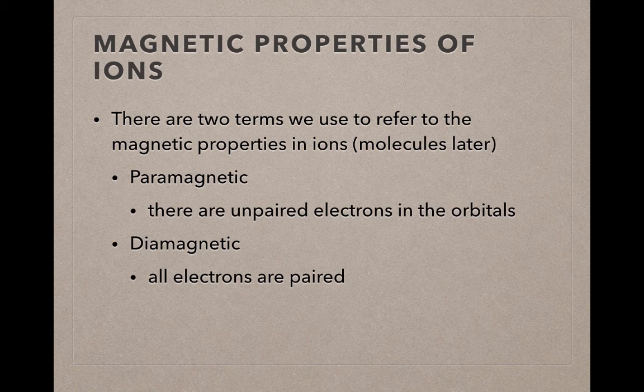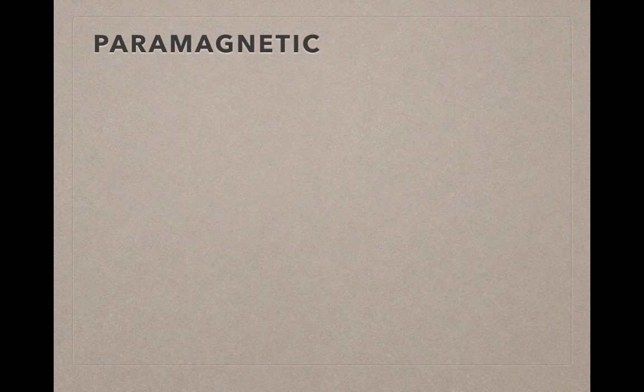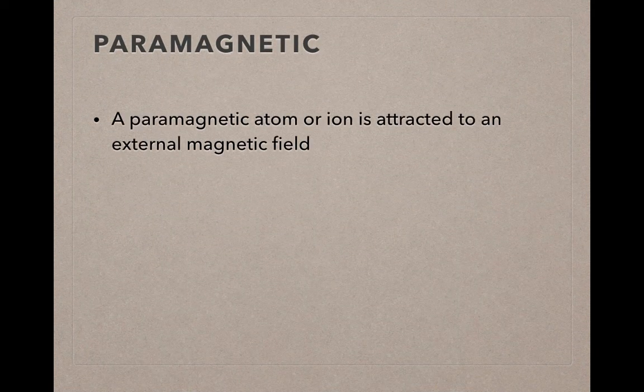The easiest way I've always found to think about it is diamagnetic. Dia means two. Two is a pair. Electrons are paired. So diamagnetic is where electrons are paired. Let's take a look at each one of those terms individually. So paramagnetic, if you have a paramagnetic atom or ion, what we find is that it is attracted to an external magnetic field. Let's take a look at a silver atom.